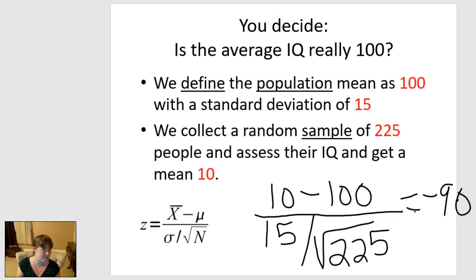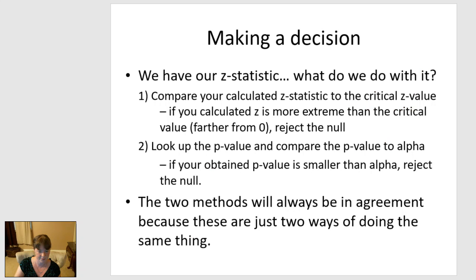And that's the beauty of the z-test, is that now it allows us to efficiently reject and fail to reject the null. And so one more time: once you've calculated your z statistic, what are you going to do with it? You're going to compare your calculated z to what's called the critical z value. If what you calculate is more extreme than the critical value, farther away from 0, then you reject the null, just like we did in the last example.